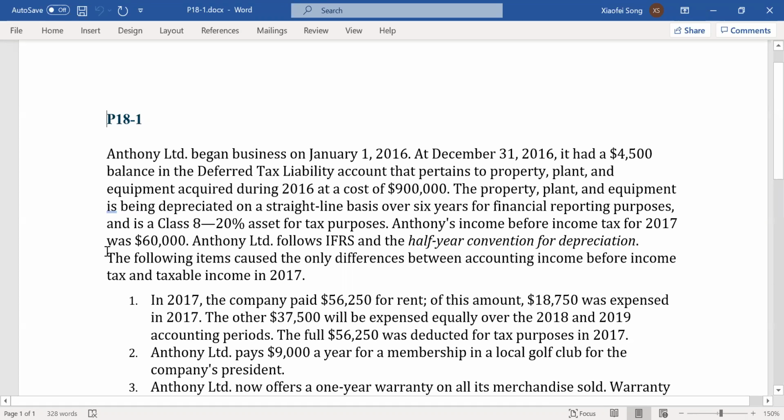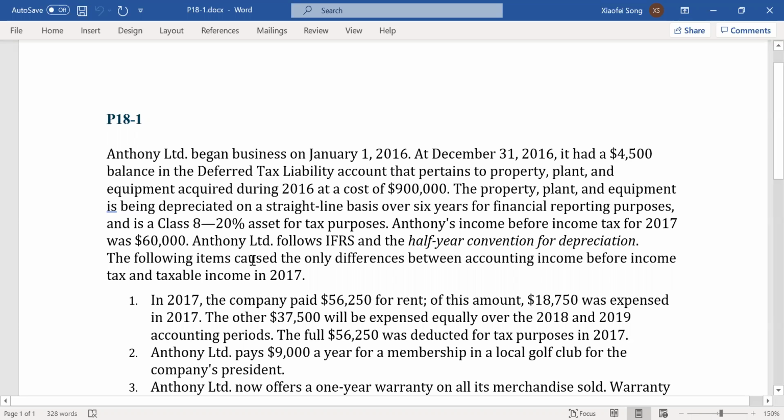The property, plant, and equipment is being depreciated on a straight line basis over 6 years for financial reporting purposes and is a class 8, 20% asset for tax purposes. So that means for tax purposes, you use this accelerated method, with 20% as the rate. Anthony's income before tax for 2017 was $60,000. Anthony follows IFRS and a half-year convention for depreciation.